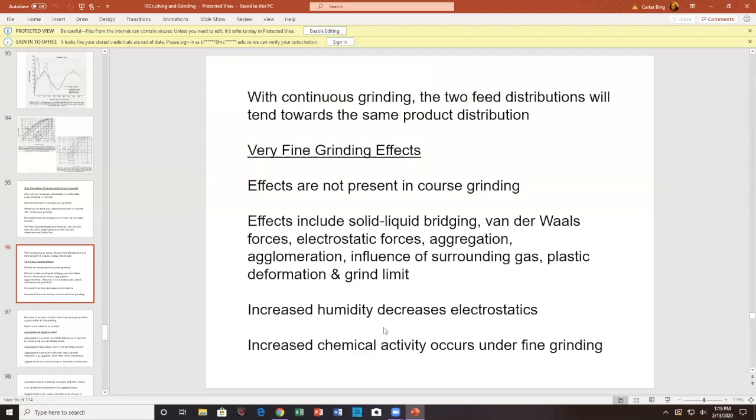Interesting, increasing humidity decreases electrostatics, right? Increasing humidity tends to short out sparks. Think of the difference between walking across the carpet in the wintertime, which is dry, versus walking across during the summertime, which tends to be higher humidity. You get sparked in the winter, less sparked in the summer. You also run into increased chemical reactivity with fine grinding.